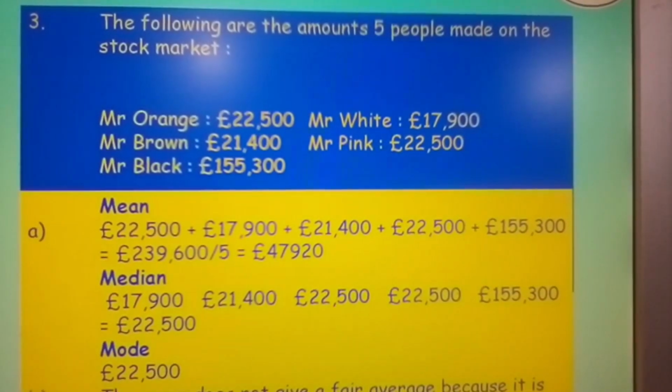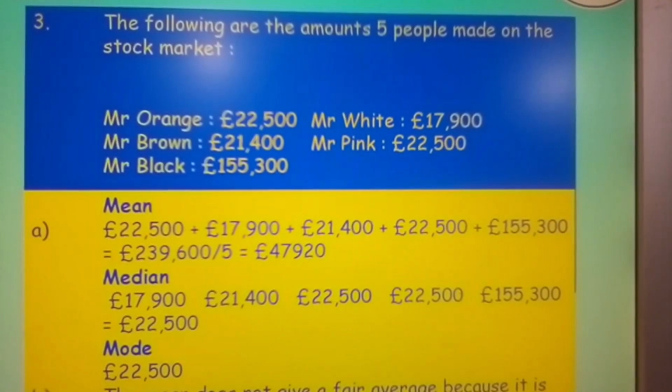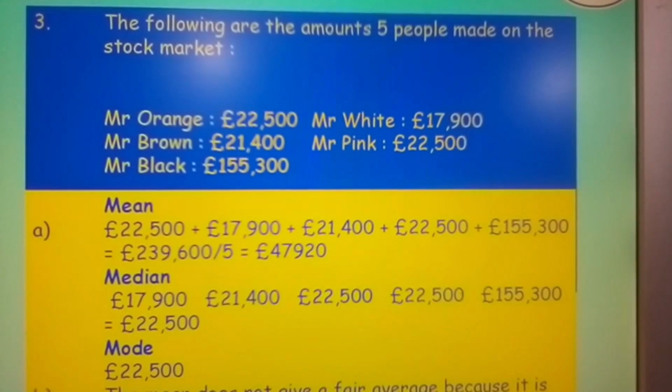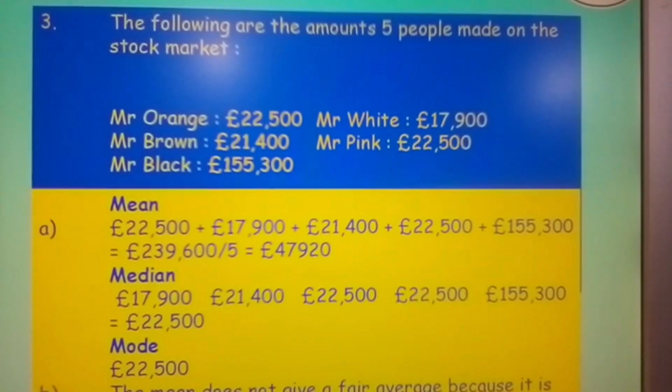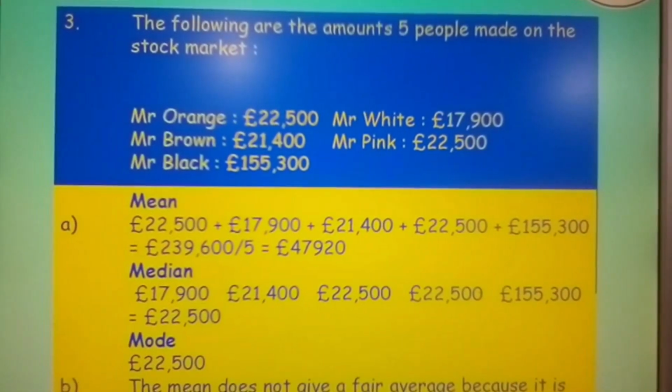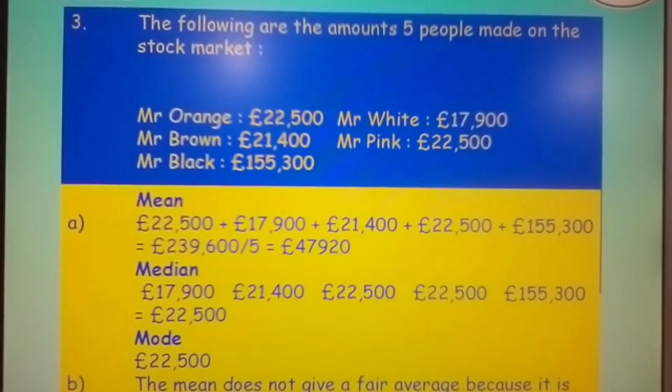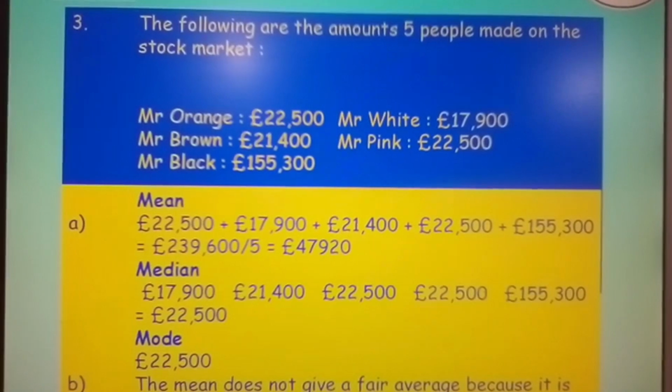And there we are. The mean does not give a fair average because it is skewed by Mr. Black's successful investment. So we can see that Mr. Black has made a lot of money, more than his associates.